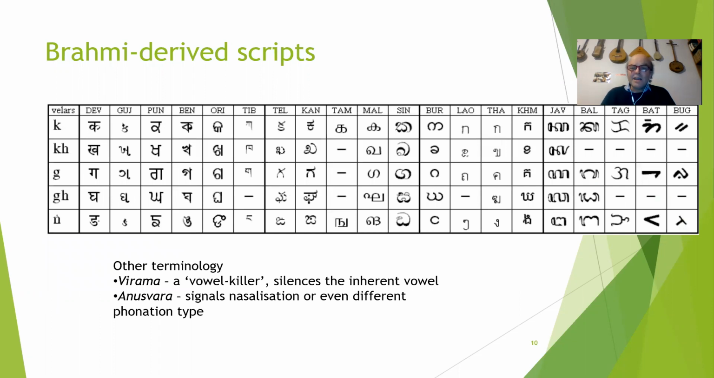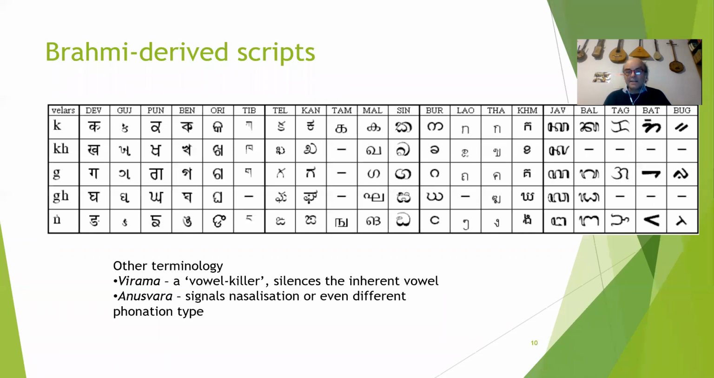So here is a list of some of the scripts that have developed from the Asokan Brahmi. And we have here just the ka, kha, ga, gha, and nga symbols in all of these different scripts. From the left-hand side, there's Devanagari, used for Hindi today, but also for Marathi and other languages. Gujarati, the Punjabi, which is developed more recently. What says BEN here, which is Bengali, but of course, as we know, this is also Assamese.